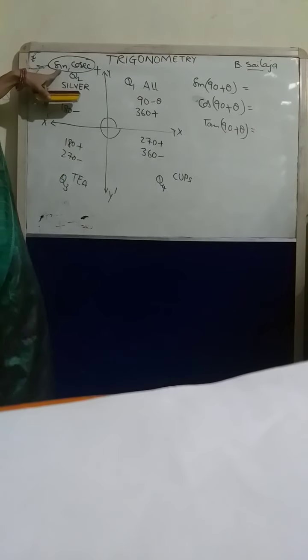See, first take sin. Sin of 90 plus theta is in the second quadrant, and sin is positive. 90 plus means the function changes, so sin changes to cos theta. Then cos of 90 plus theta: in the second quadrant, cos is negative, because only sin and cosec are positive. So cos changes to sin, with a negative sign. Then tan: in the second quadrant tan is negative, and tan changes to cot theta.